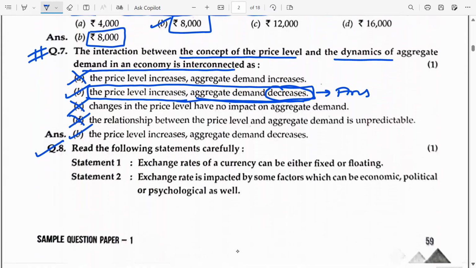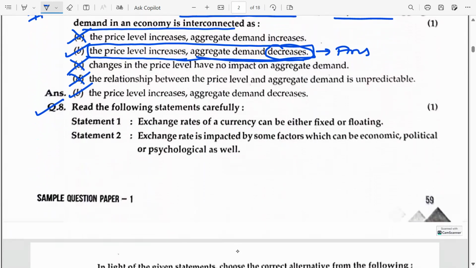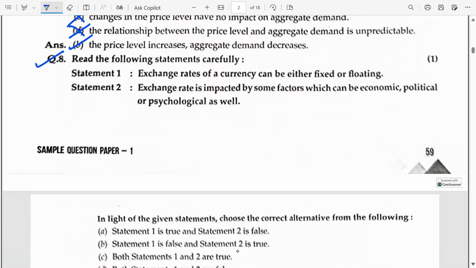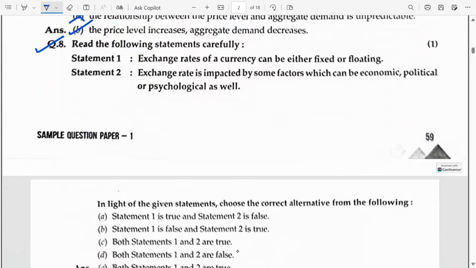Read the following statements carefully. And now we are also given which statement is correct and which statement is false. So it's a statement-based question. Statement 1. Exchange rates of a currency can either be fixed or floating. True. We have done this in our lectures on balance of payments and exchange rates.